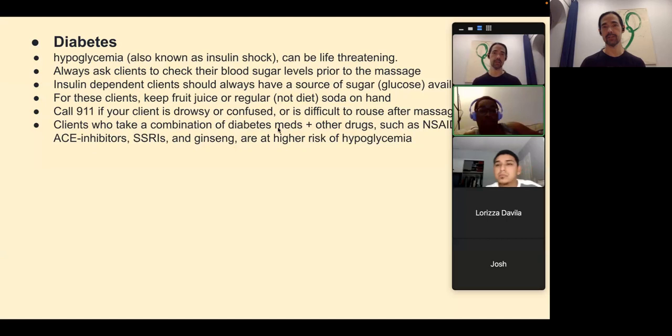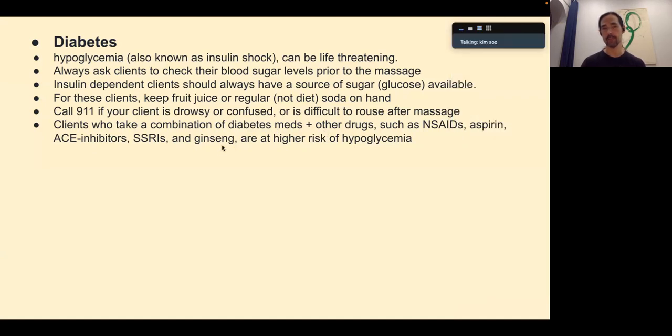Clients who take a combination of diabetes medications and other drugs, you have to watch out for them because they're at higher risk of hypoglycemia. Right? Those include NSAIDs. They might be taking those because they tend to have swelling in the limbs. Aspirin they may be taking because people who are diabetic sometimes have a comorbidity, or concurrent occurrence, of things like cardiovascular disease. Right?